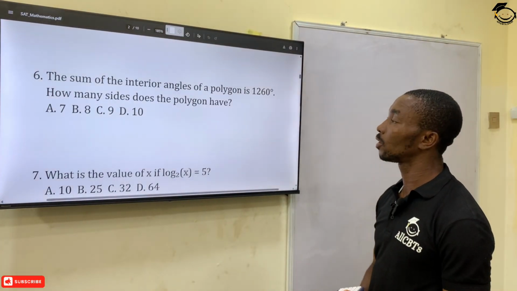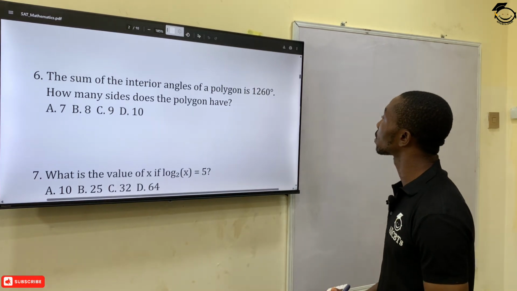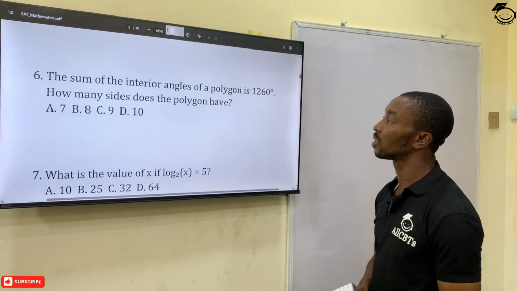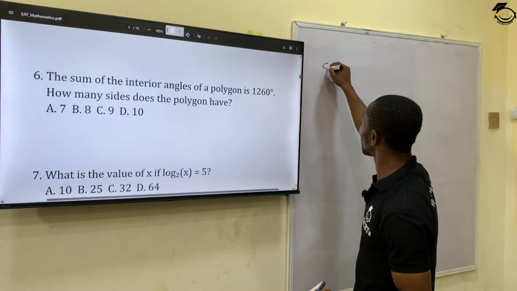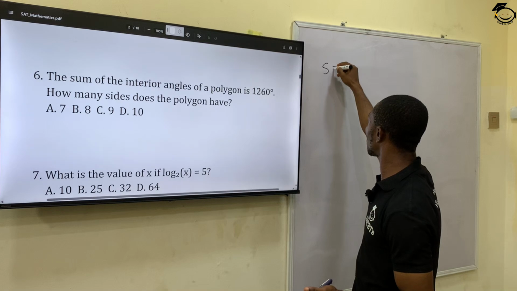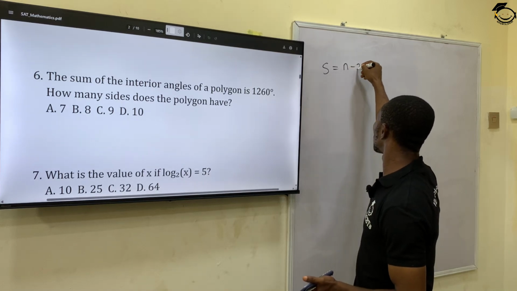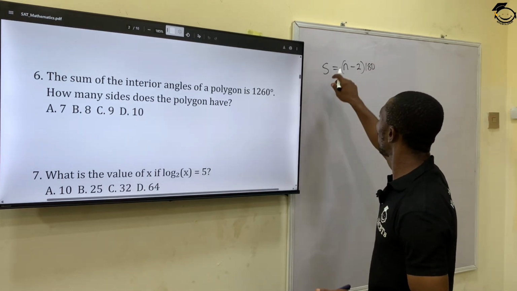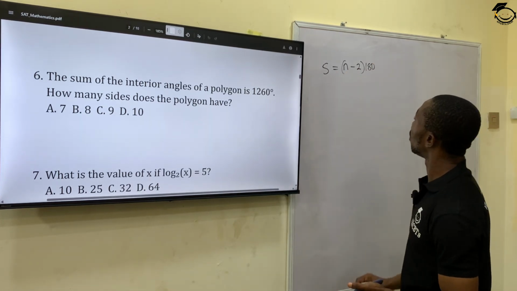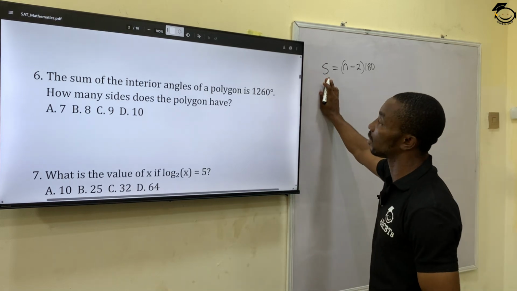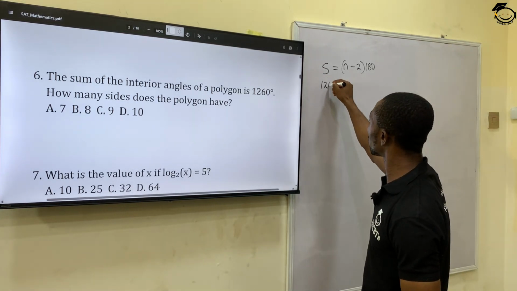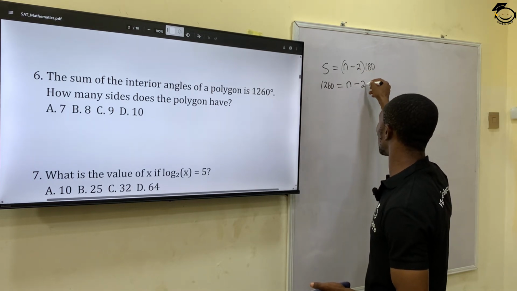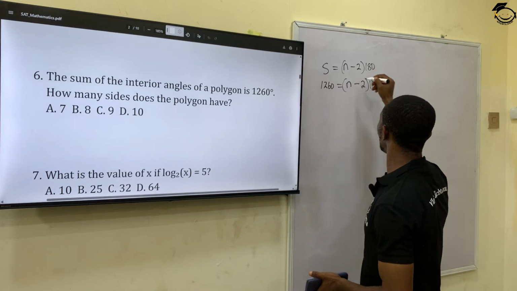The sum of the interior angles of a polygon is 1260. How many sides does the polygon have? Now, for us to find the sum of interior angles, we use S equals (n minus 2) times 180. Okay? Now, where n is the number of sides of the polygon. Now, we have been given the sum of the interior angles to be 1260 degrees. So this becomes n, which is what we're looking for, minus 2 times 180 degrees.